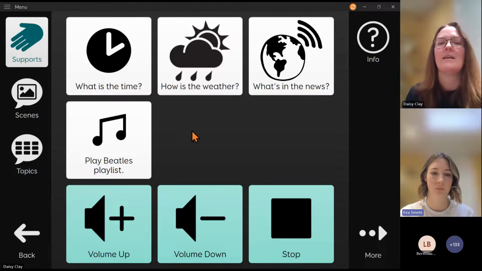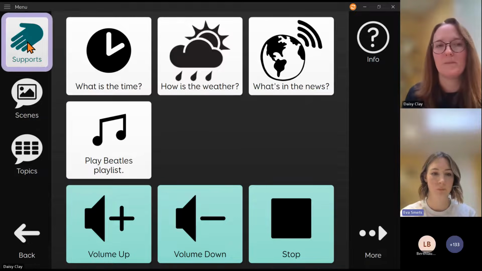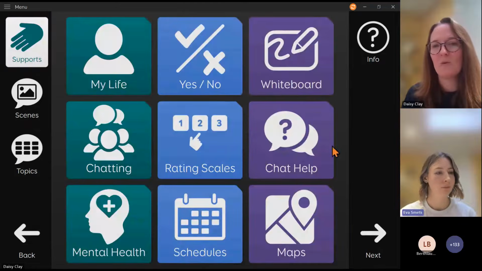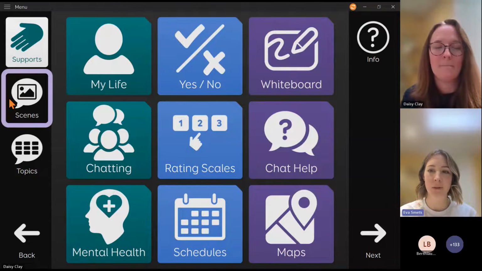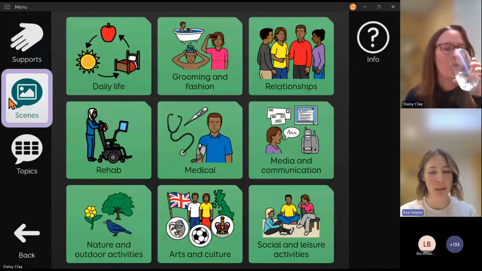So really quick and easy to change those. So that's the support section. So the next section we'll talk to you about is scenes. So scenes are based on visual scene displays, which lots of you might be familiar with.